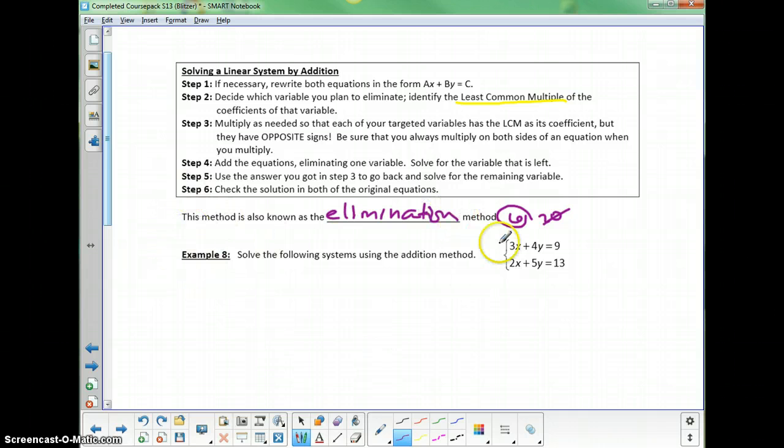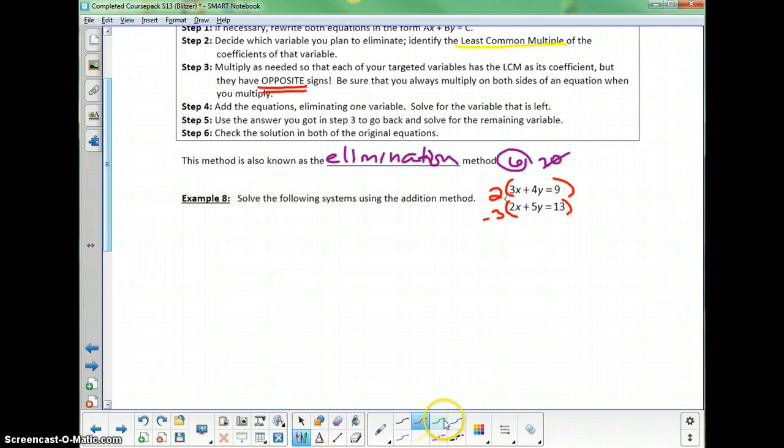Okay, so let's talk about what we need to do to get rid of the x's. I want to make these both 6's, I said. So if I multiply the top equation by 2, that's going to make the 3 turn into a 6, right? And if I multiply the bottom by 3, I will also get a 6, but I don't want another 6. Remember, I want these to add to 0, so they've got to have opposite signs. So I'm going to multiply that by a negative 3.